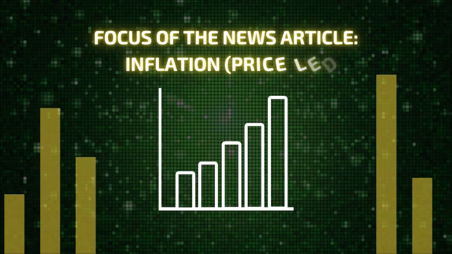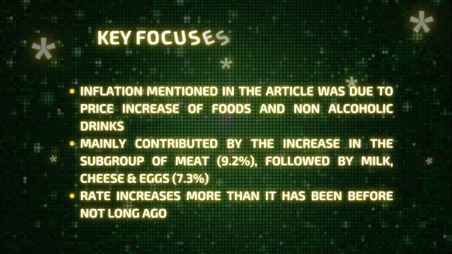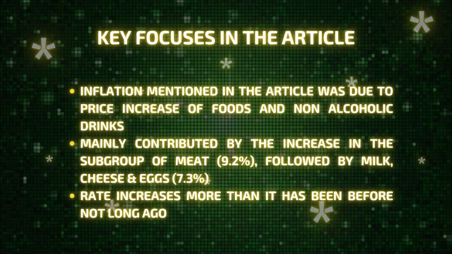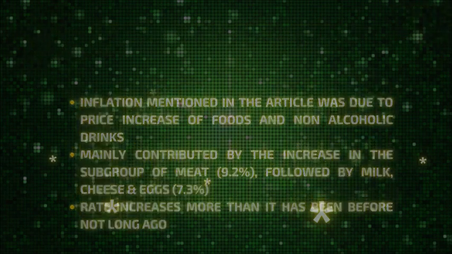The main focus of the news article is price-led inflation. The key focus in the article is that inflation was due to price increases of foods and non-alcoholic drinks, mainly contributed by the increase in the subgroups of meat, which is 9.2%, followed by milk, cheese and eggs, which are 7.3%. The rate increased more than it has been before not long ago.